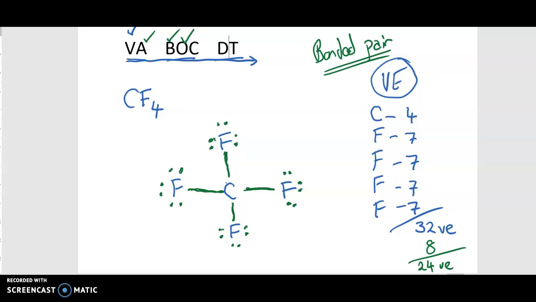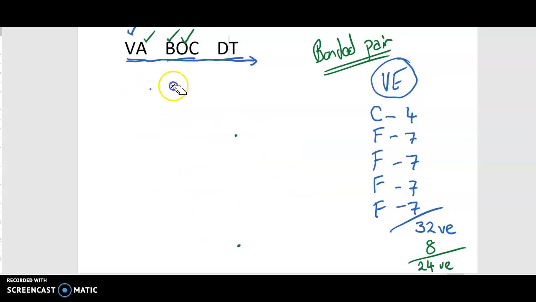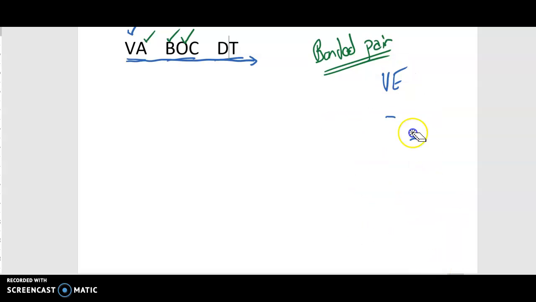Moving on, I'm going to erase that and we'll try a species that has a slightly different arrangement. So we'll go for ammonia.